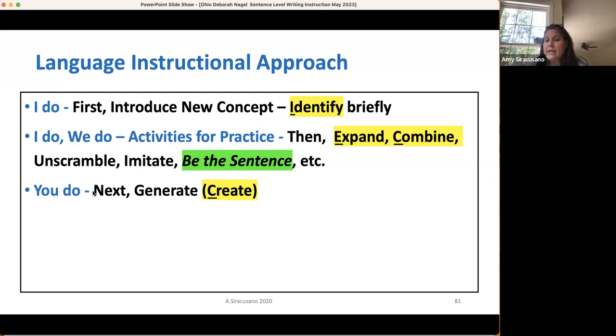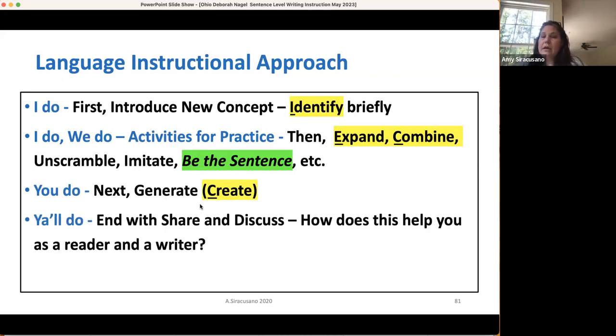Then we'll finally get into, at the end, a you do. So this is going to be the generation or the sentence creation. And we always want to end with sharing and discussing, and finally making sure that kids understand how this helps them as a reader or writer. Let's tie it back to what we want them to do.